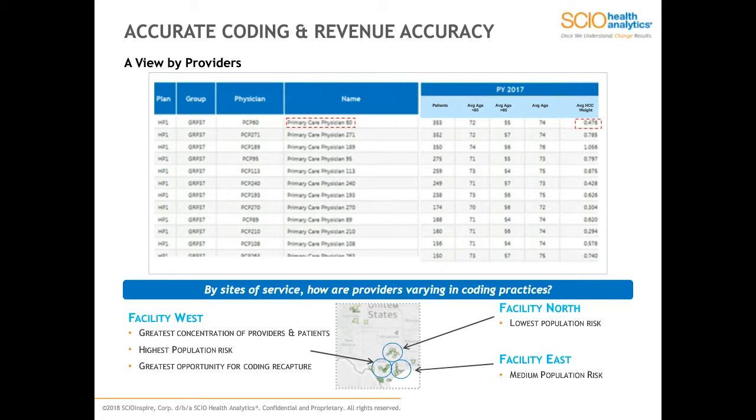And if I've got organizations like Facility West here, which has the greatest concentration of providers and patients, where we see the highest population risk, that's my highest opportunity for coding recapture and making sure my documentation is in order. If I've only got a limited number of resources, as is the reality in most organizations today, this helps me get a better handle on where to focus my time and attention so I can help that practice do a better job, in turn benefit the member and the beneficiary, and also generate the revenue we need to reinvest in new programs.